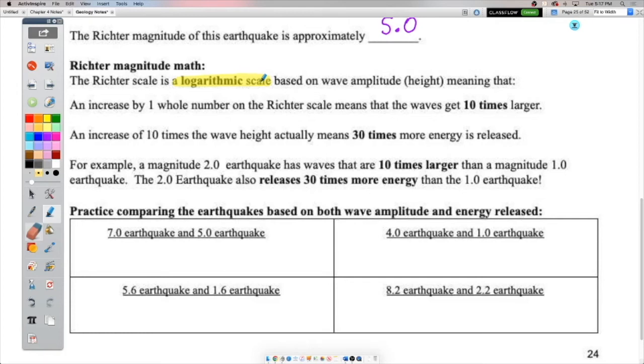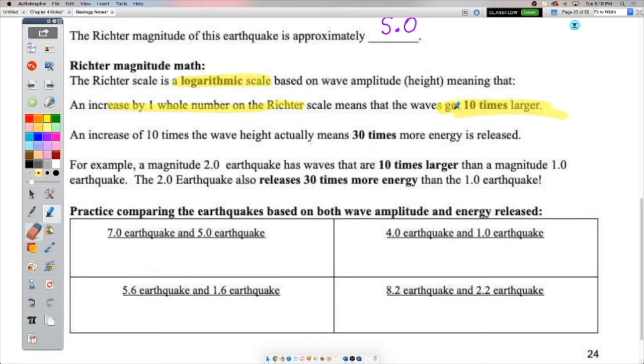What that means is that an increase by one whole number on the Richter scale means that the waves that are arriving are 10 times larger. So a 2.0 earthquake is not going to be a little bit bigger. It's not even going to be double what a 1.0 earthquake was. It's going to be 10 times larger waves. That means a 3.0 earthquake compared to a 1.0 earthquake, that's a difference of 2. So it's going to be 10 times 10. A 3.0 is 10 times worse than a 2.0, which is 10 times worse than a 1.0. So it's 10 times 10, 100 times larger waves.